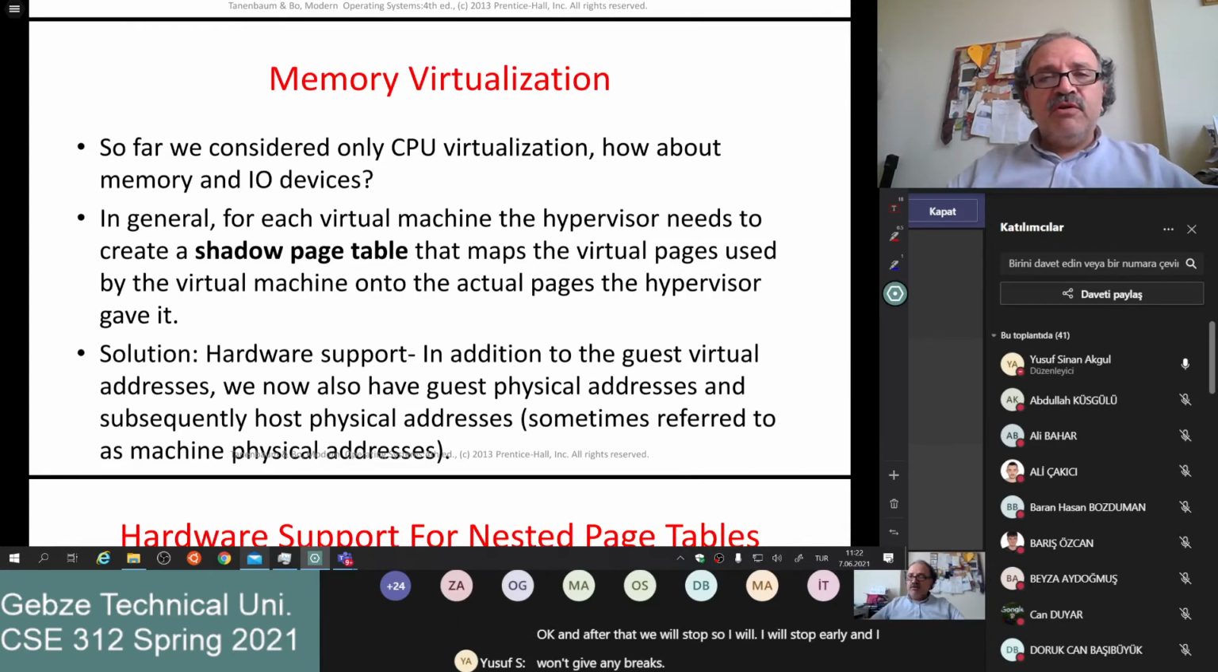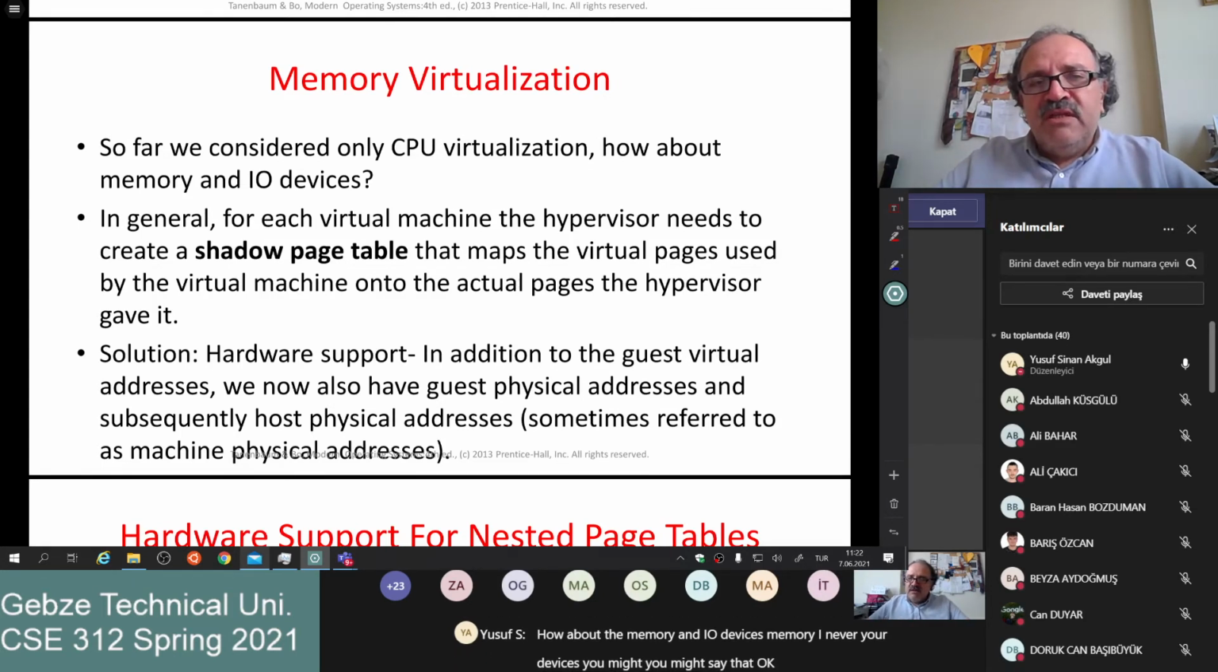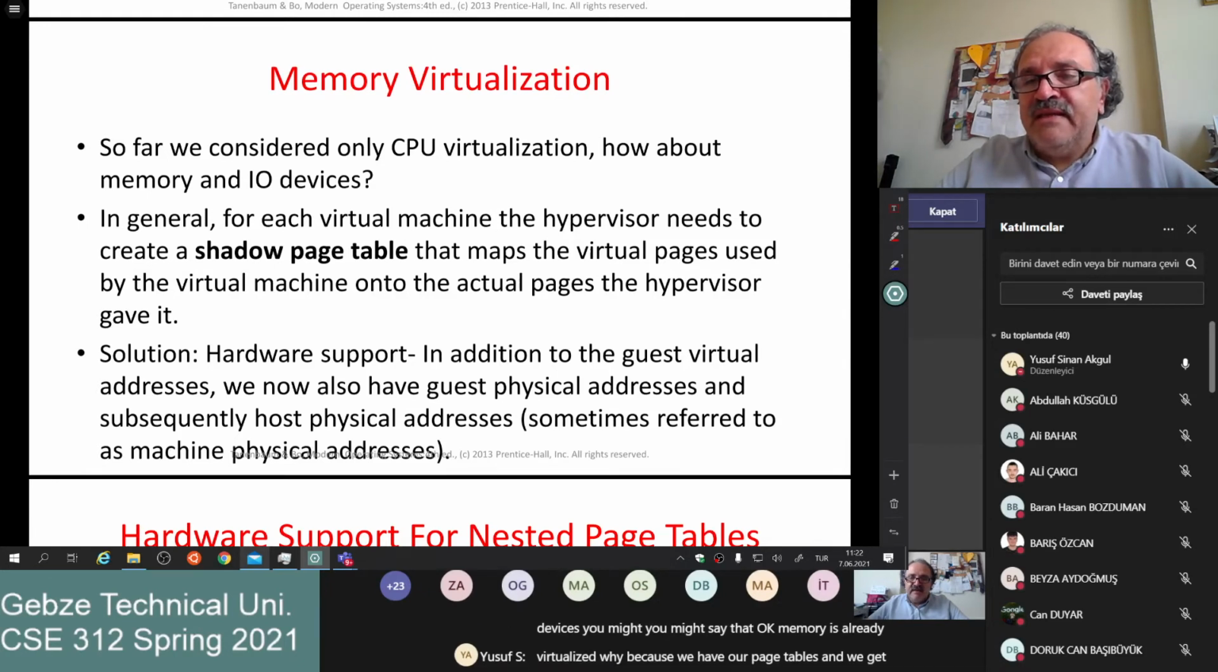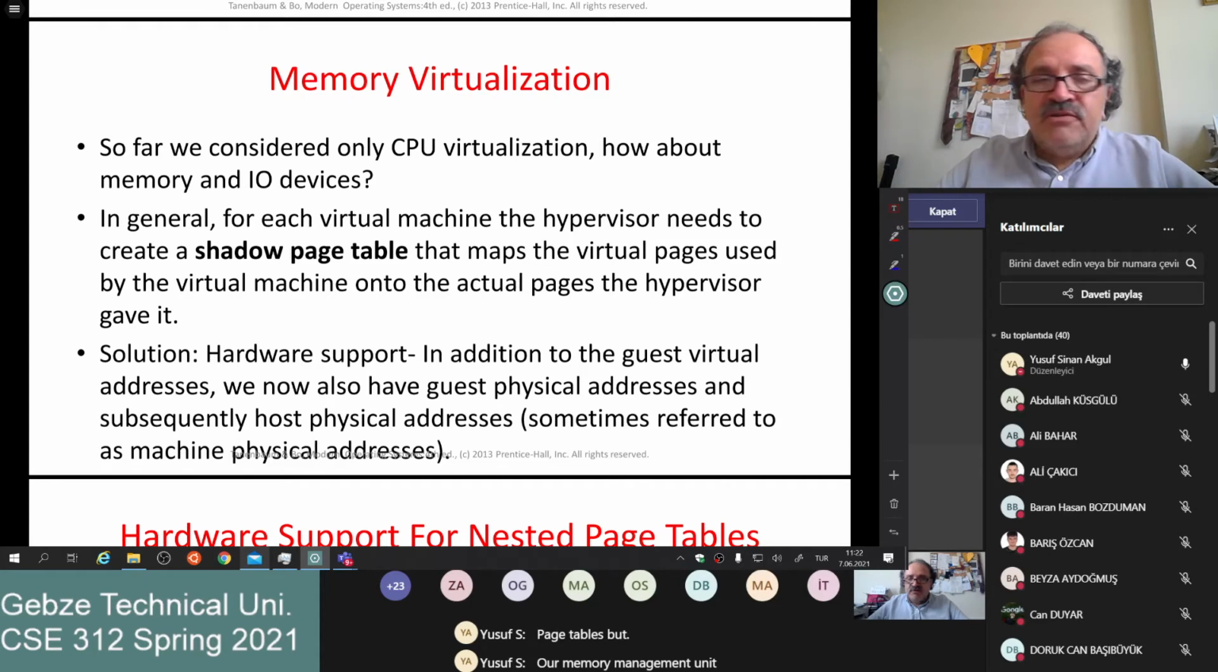So up to now we talked about the virtualization of the CPU. How about the memory and the I/O devices? Memory and the I/O devices. You might say that, okay, memory is already virtualized. Why? Because we have our page tables and we get help from the hardware to handle the page tables, but our memory management unit doesn't know about our virtualization of the whole operating system.